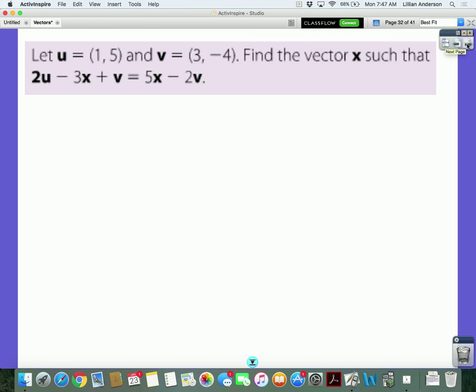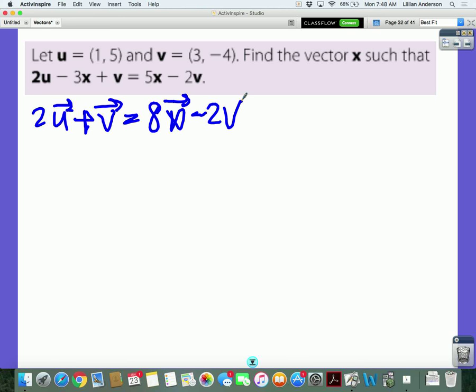This one, we have 2 vectors. It says find the vector x such that x fits this type of situation right here. Okay? Now the one thing is, basically, we'll just treat this like regular variables. You sure can, right? You can go ahead and bring your x vector over to the same side. Bring your u vectors over to the same side. So you'll have 2 vector u plus 3 vector v equals 8 vector x.